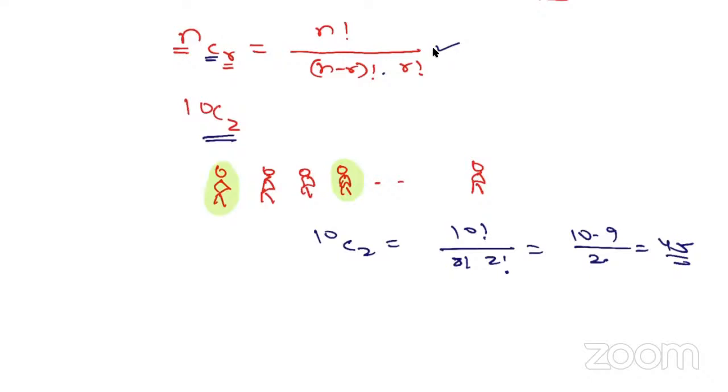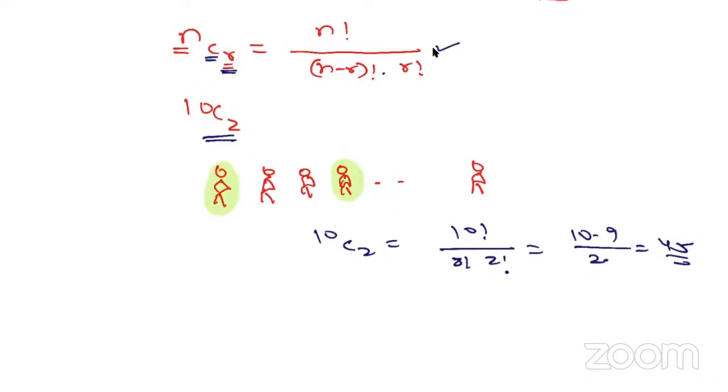From n different objects, you have to select r objects is denoted by NCR. You can also read this as N choose R. 10C2 means 10 choose 2, means from 10 different objects or persons, you have to select 2. So the formula is 10C2. The total number of ways coming as 45. Is it okay? Is it okay, everyone? Yes, sir.